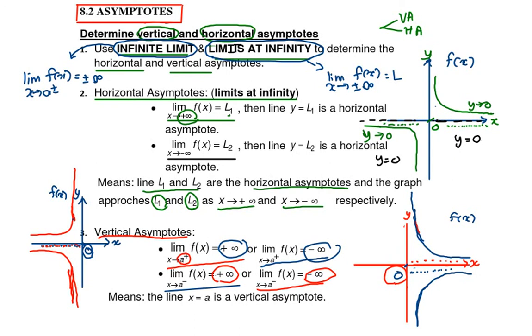Means the line x equal to a is a vertical asymptote. That means x equal to a, the line here, is a vertical asymptote. And for this graph, x equal to a is a vertical asymptote. That means the line x equal to 0 is a vertical asymptote.